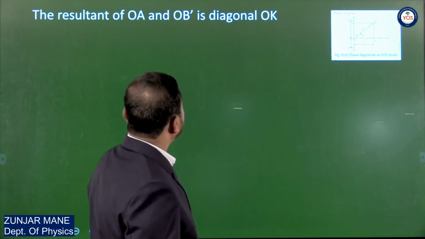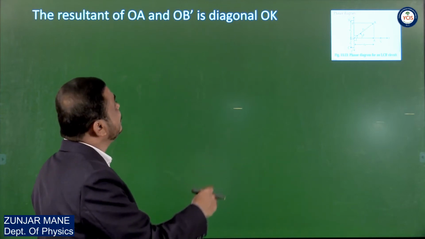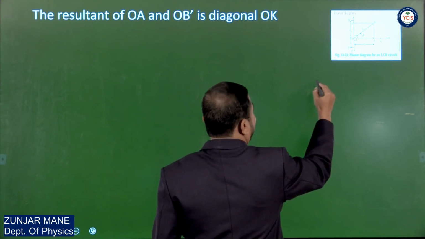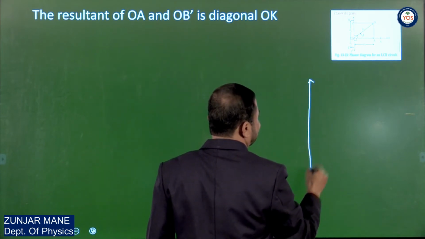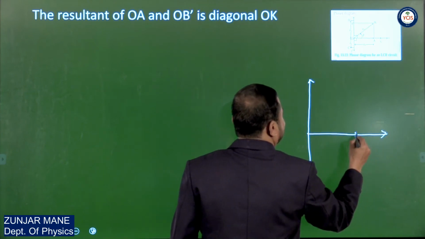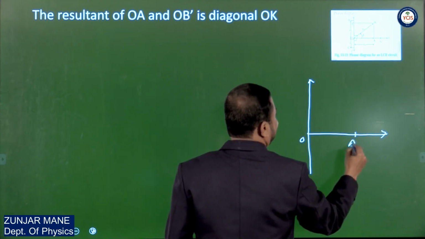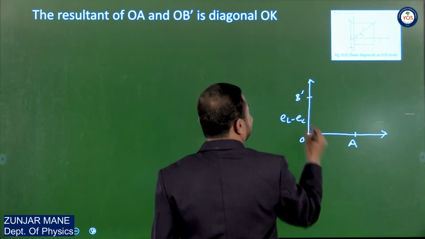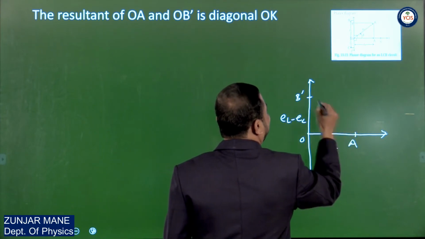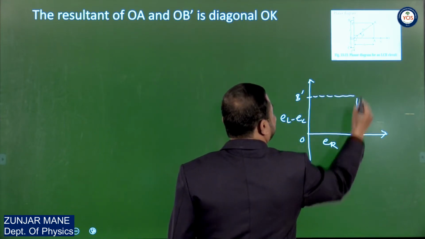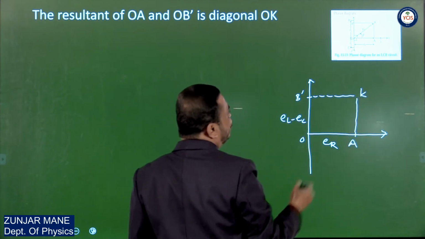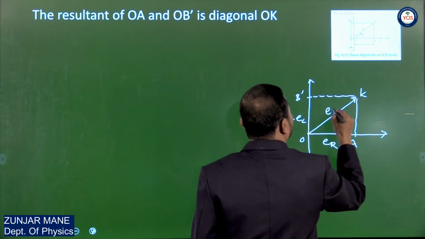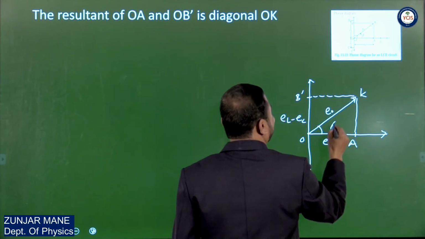The resultant of OB dash and OA is okay. I draw this phase diagram again. This is OA, this is OB dash, which is equal to EL minus EC. This is equal to ER, and if we connect, it completes the diagonal OAKB dash, and the diagonal of this is E0, which is inclined by phase angle phi.